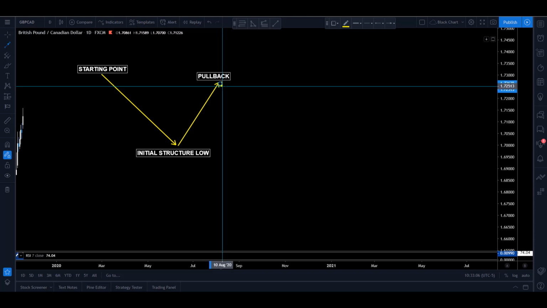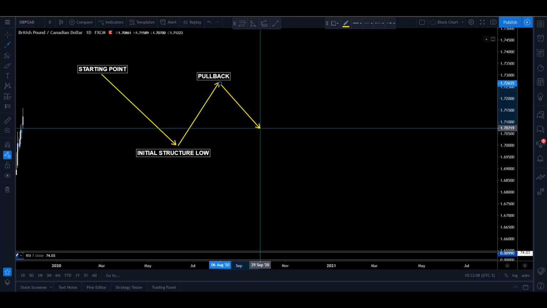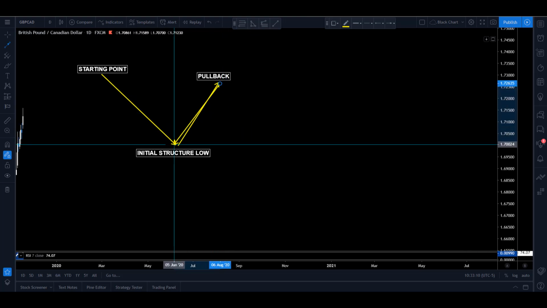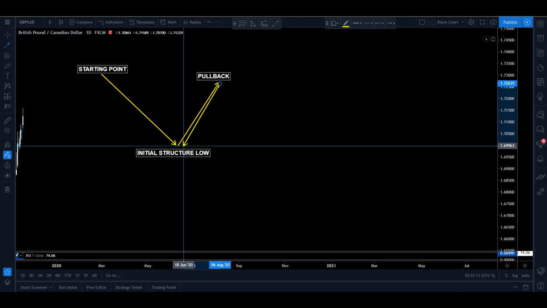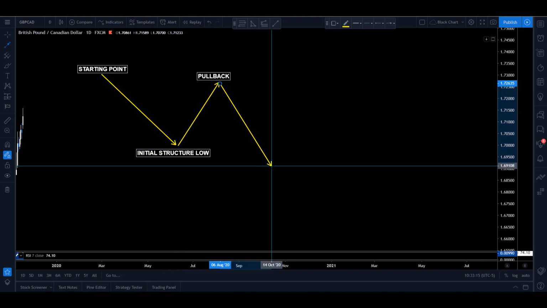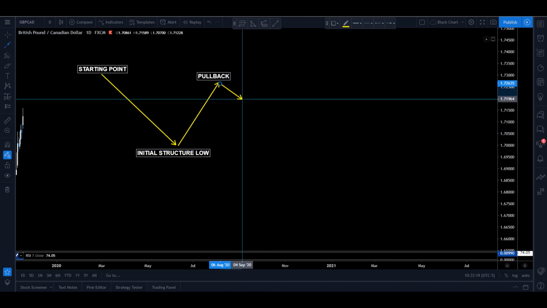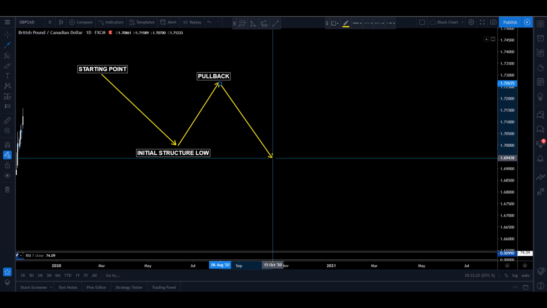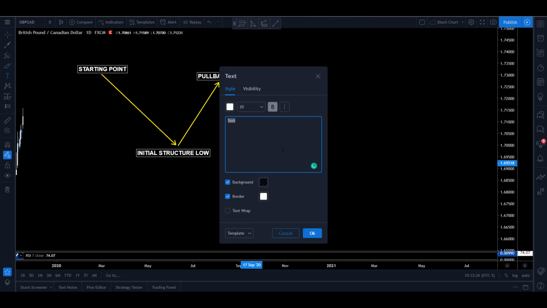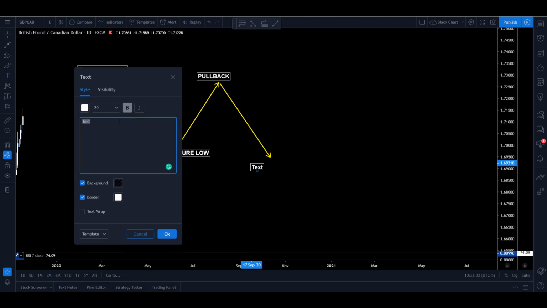If we get another extension down, if we break this previous level, our previous initial structure low, right? Whether it's one candle, whether it's 15 billion candles, those would be some very small candles. We can now label this point new structure high.